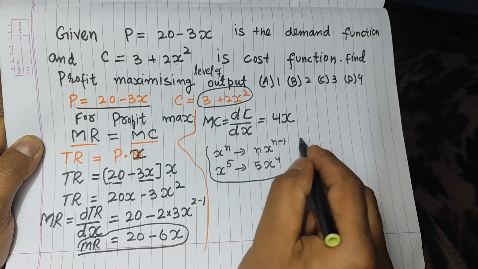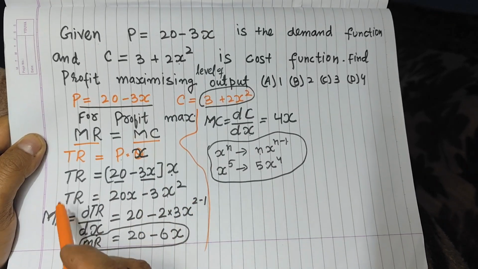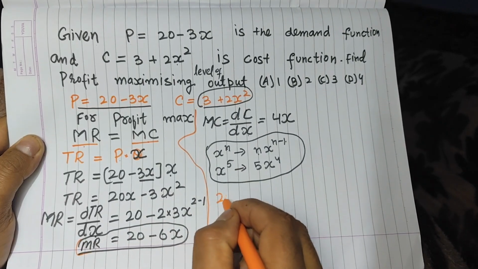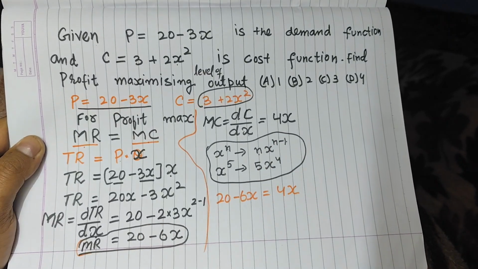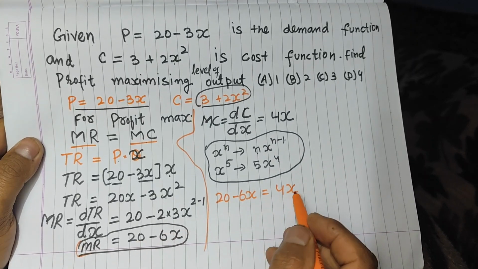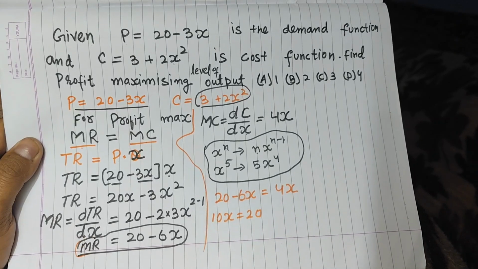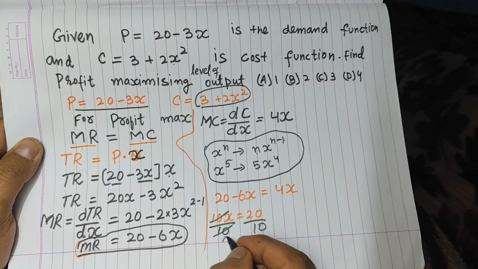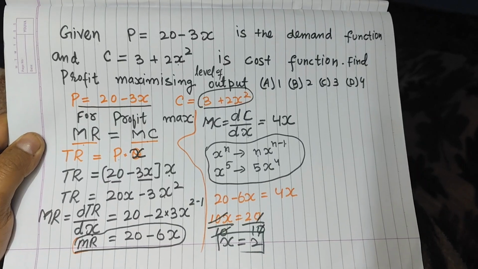Okay, having said that, profit maximizing output will be that we equate marginal revenue with marginal cost. Marginal revenue is this function, so we have 20 minus 6x, we equate it with the marginal cost, which is 4x. Now we need to solve for x, transpose it here, so 6x plus 4x is 10x, so 10x will be equal to 20, dividing both sides by 10, this gets cancelled, so x will be equal to 2. That means profit maximizing level of output will be equal to 2.